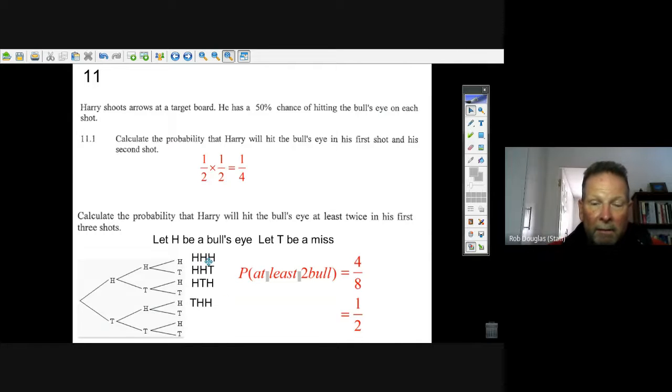And that's it. Just the way it would be a 50% chance of getting at least 2 heads, because it's a 50-50 thing. We'll do the second part, which is a little bit tricky, in the next video.